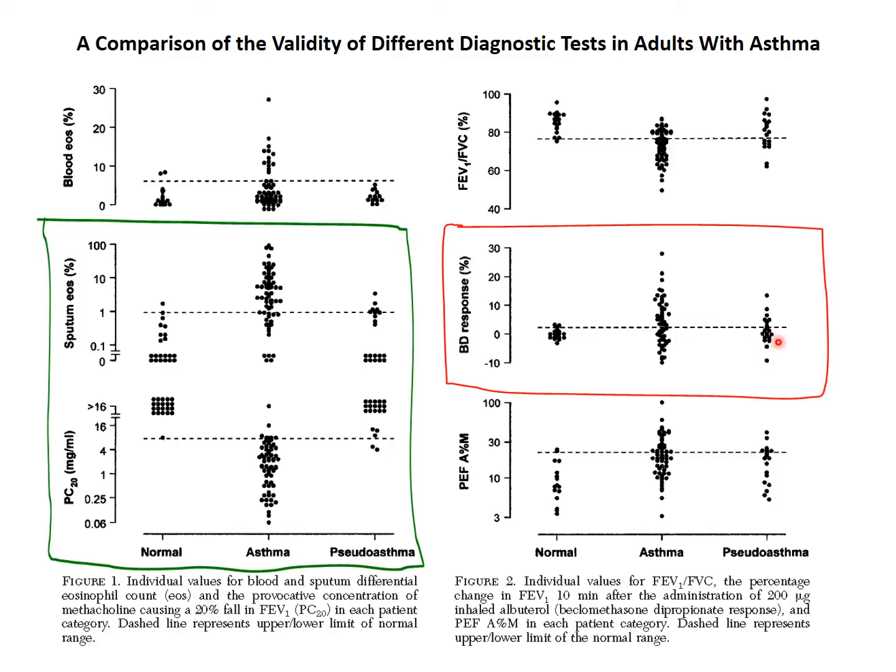And the pseudo-asthmatics really have quite a similar scatter. They're all over the place, but not as scattered. Certainly a few weakly positive ones here and lots of negative ones here.